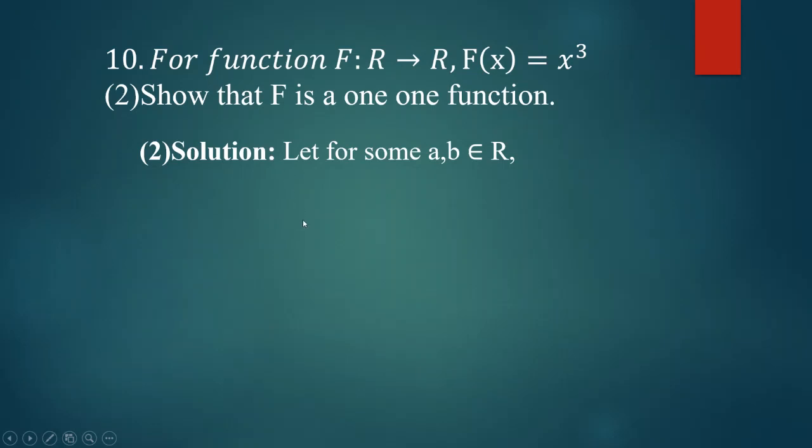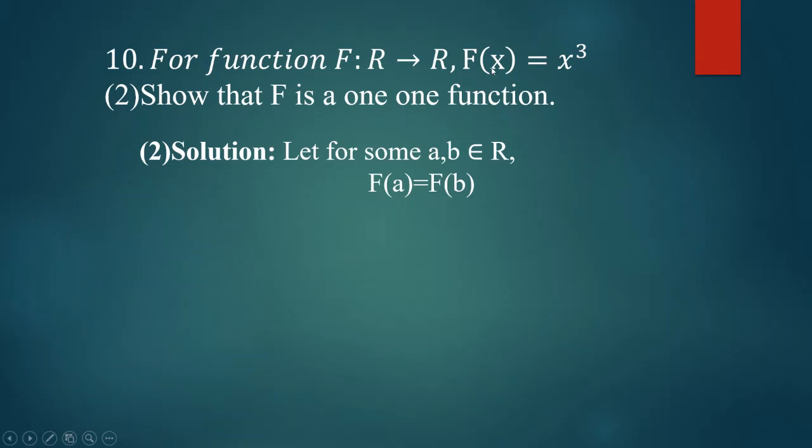Here we can prove this. We can show this problem contradictorily. Let for some a, b belongs to domain, their images are same. Our definition is different elements, images of different elements are distinct. Here we can relate images of two elements same. Then we get f of a equal to f of b.